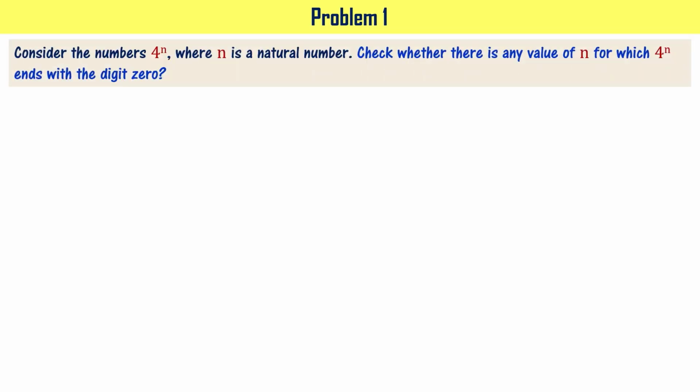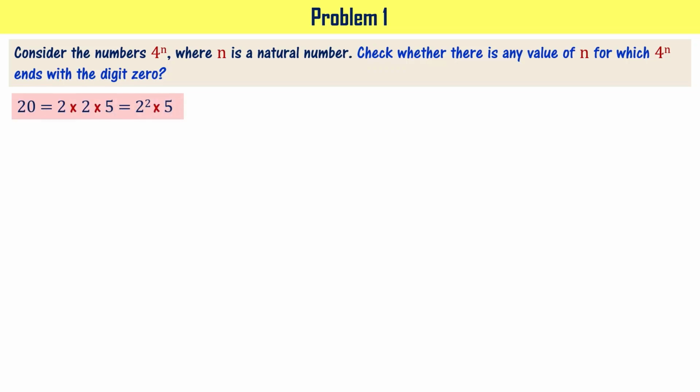Let's take a look at a few problems based on the concept we have learned just now. Consider the numbers 4 power n, where n is a natural number. Check whether there is any value of n for which 4 power n ends with the digit 0. How do we do that?